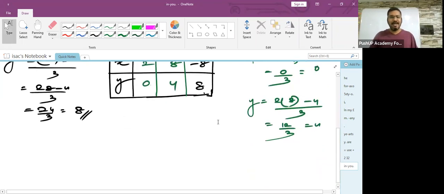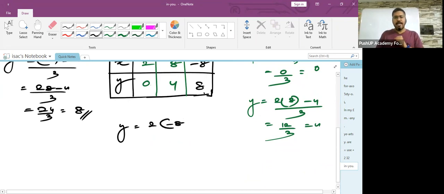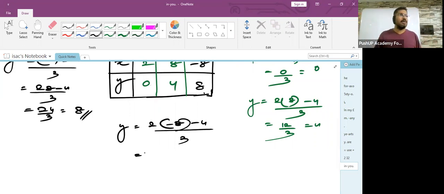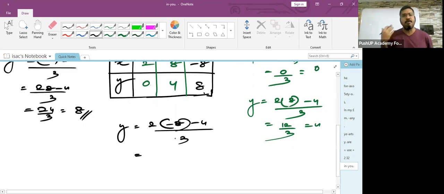If I take x as minus 8, then y would have been 2 into minus 8 minus 4, whole divided by 3. Children, I'm just laying out all the different options which we have. You can select which is comfortable for you, and then you work accordingly. These are the different options that I can offer. Take the values according to your convenience.